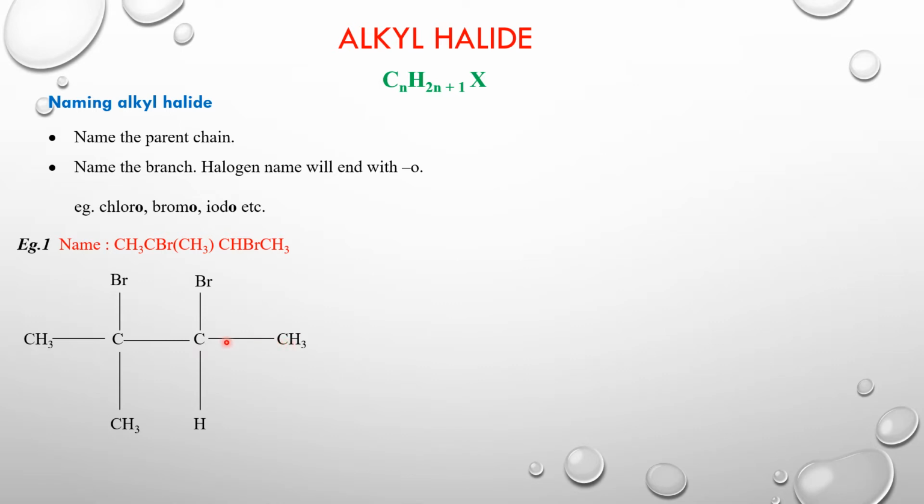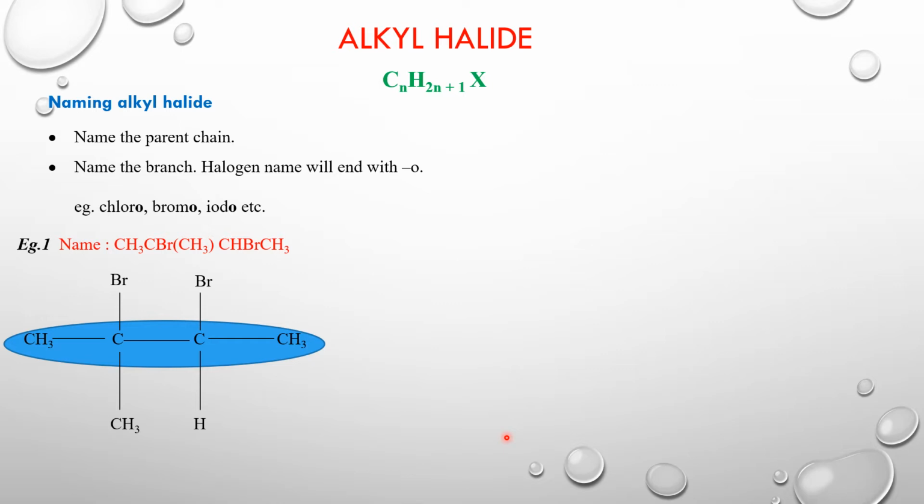At any point, we shouldn't change our direction. We shouldn't go like this. So once we start with one direction, you can't go back. You must continue from point A to B. So let's see which one is our longest chain of carbon atoms. Alright, so that's our longest chain of carbon atoms.